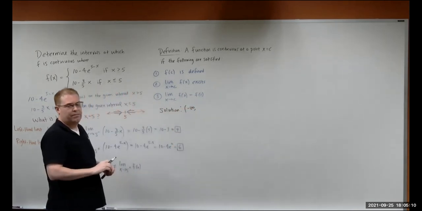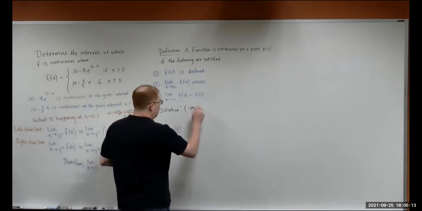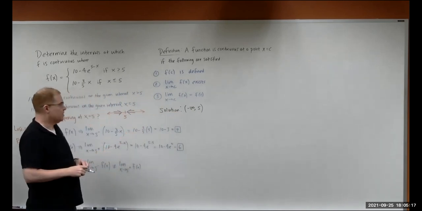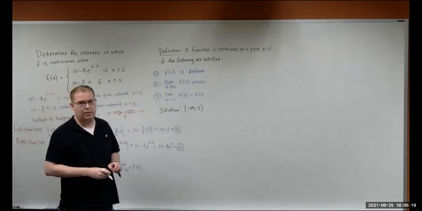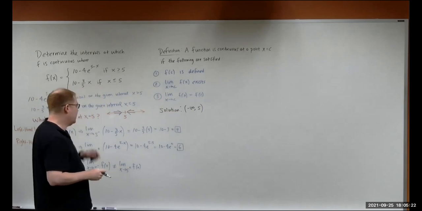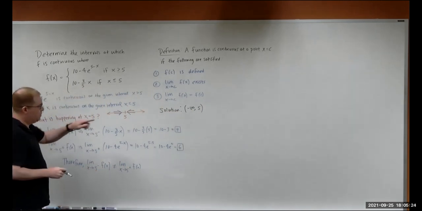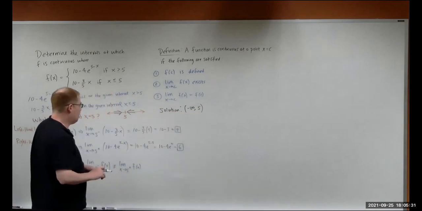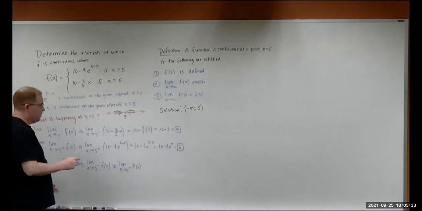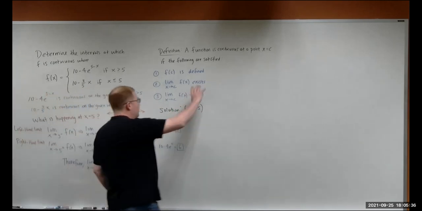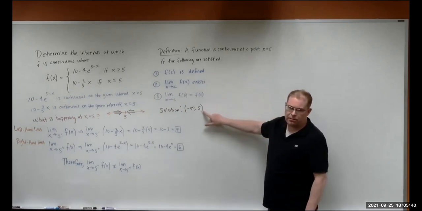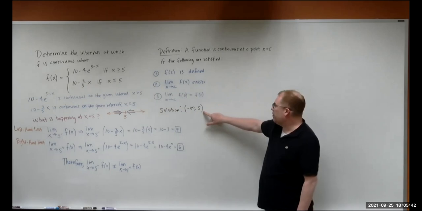So we're going from minus infinity to 5. And we put a parenthesis around there because we don't want to include 5. Now the question here is, so 5, where is 5? So we have to go back to this definition. Is there going to be a parenthesis or a bracket here?